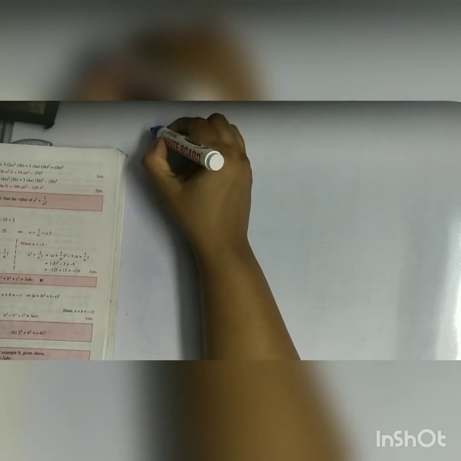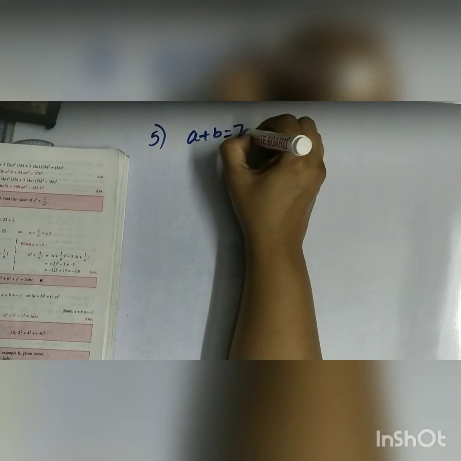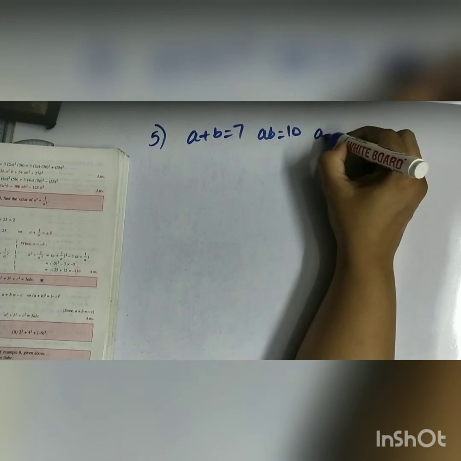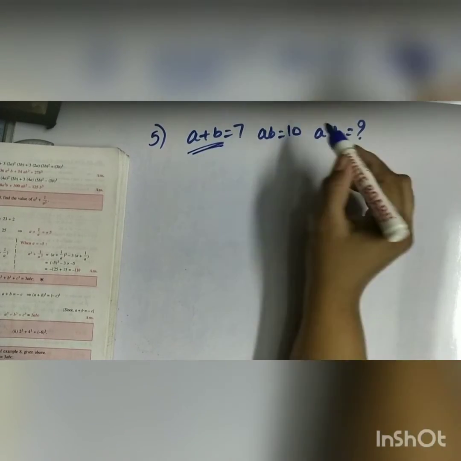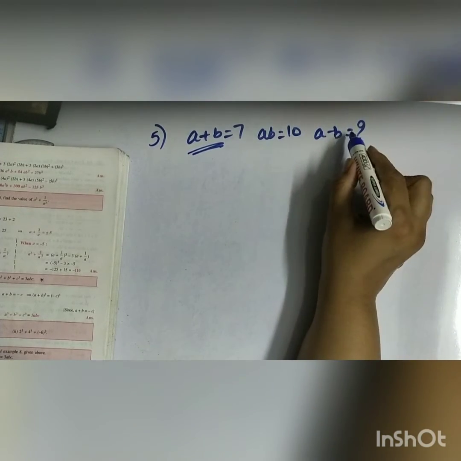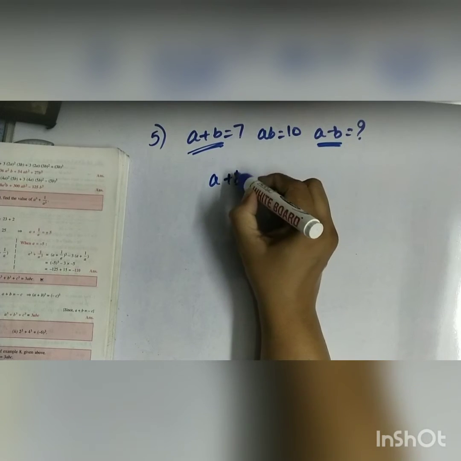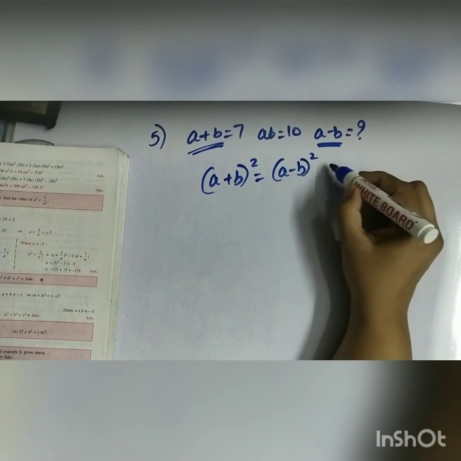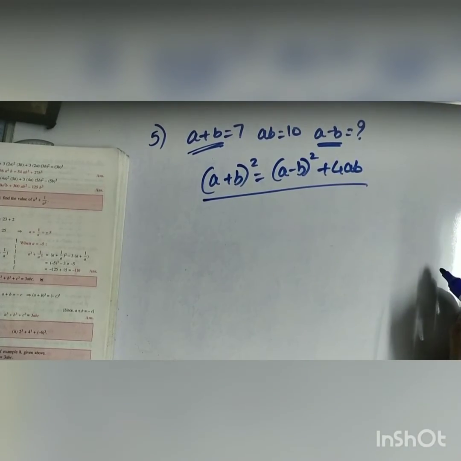Do this fifth main. A plus B is given as 7. AB is given as 10. We are supposed to find A minus B. For this particular problem, whenever we have something like this and we are supposed to find the opposite, that is A minus B, there is a formula here. So A plus B whole square can be written as A minus B whole square plus 4AB, and this is the formula I am going to apply today.